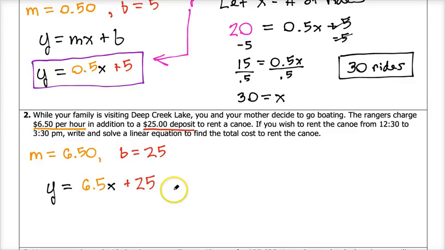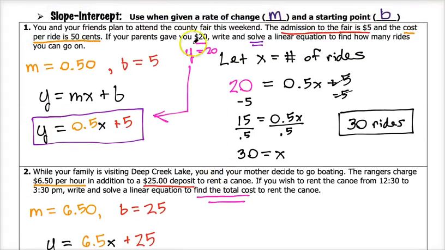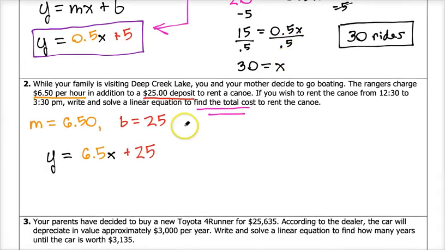Okay, so now in this case, we have to find the total cost. Well, when you're finding the total cost or the total amount, you're finding the y value. And number one, I told you what the total cost was. I told you you were getting $20 and you had to find the x value, the number of rides. In this problem, you're finding the total cost, and I'm telling you how many hours, which is your x value, you're renting the canoe from.